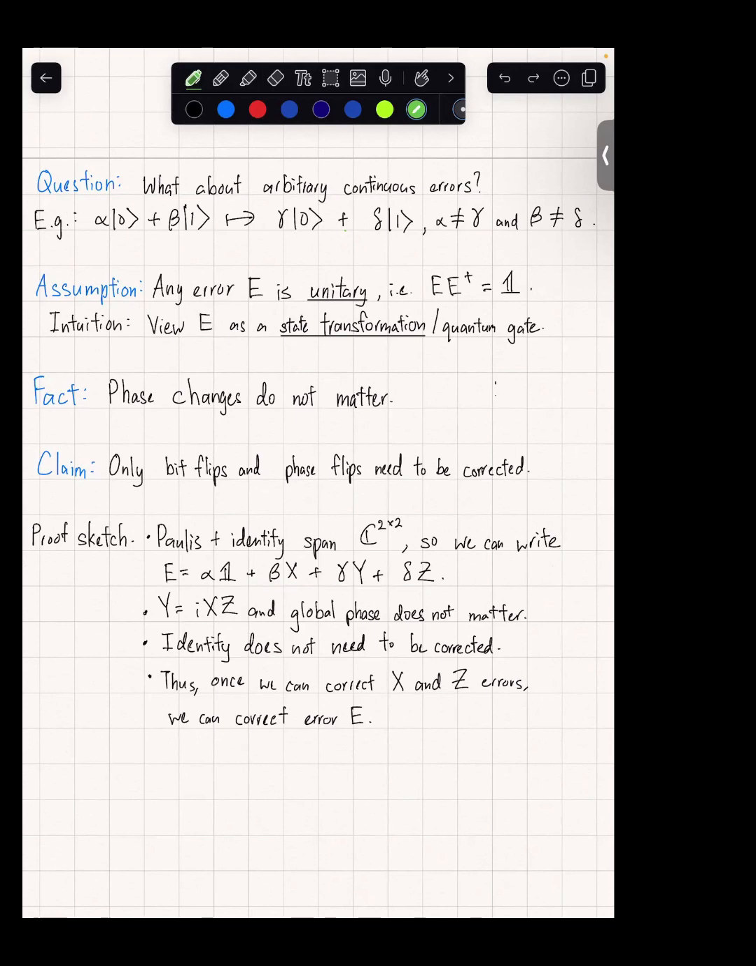Next, since the Pauli Y operator is equal to i times XZ, that means that it's like a phase shift from XZ, and since we know that phase changes do not matter, that means that if we know how to correct for Pauli X and Pauli Z, we can easily correct for Pauli Y errors as well. And lastly, the identity is not an error, so it does not need to be corrected. So we conclude that once we can correct for bit flips and phase shifts, then we can easily correct for any error E.